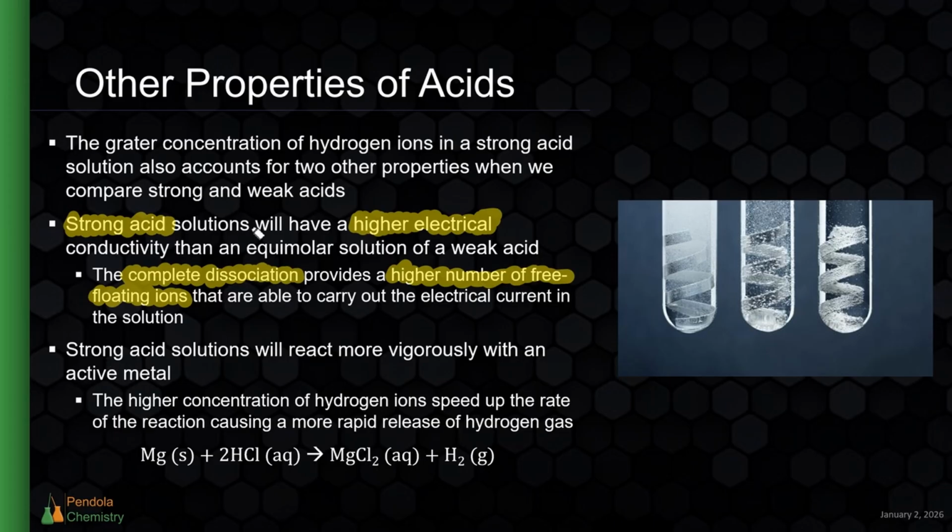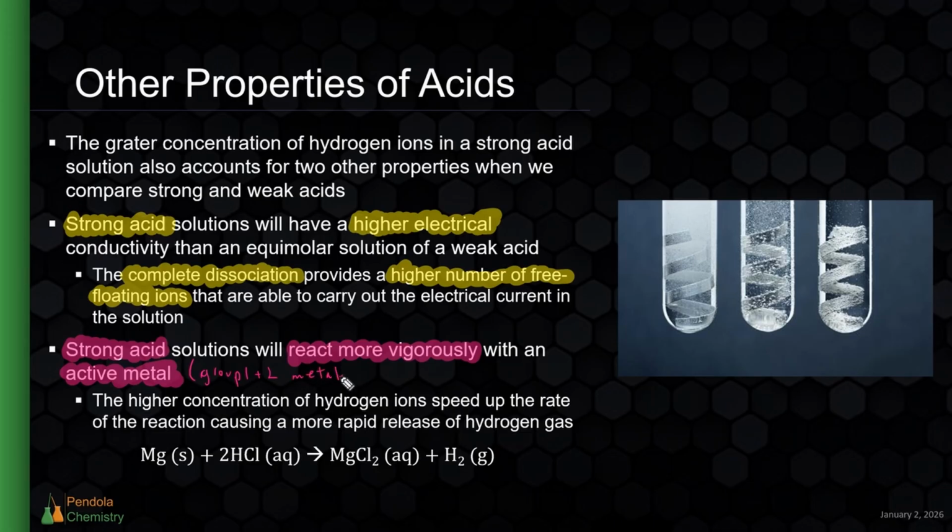solution. Also, strong acids are going to react more vigorously with active metals. So they react more vigorously with active metals. First of all, what is an active metal? Because that's probably the first thing that you are wondering. Well, active metals are just really reactive metals, which are usually group 1 and 2 metals.